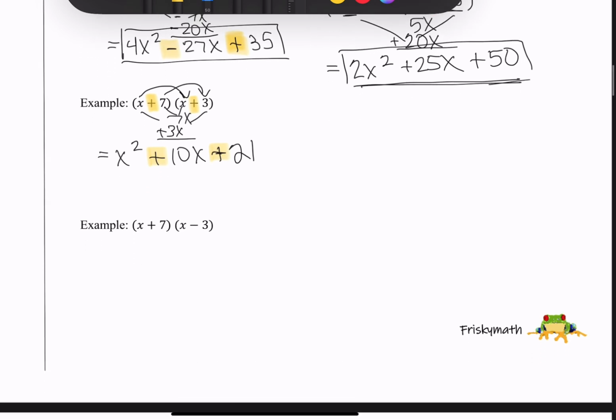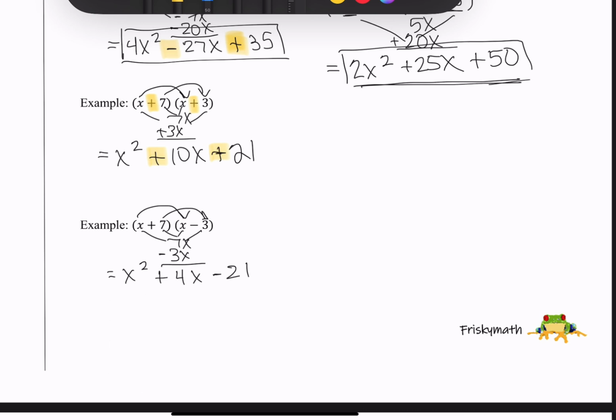What happens when the signs are different in each binomial? Let's see. FOILing, I get x times x gives me x squared. Outers give me negative 3x. Inners give me positive 7x. Combine those, I'm going to get a 4x. And what happens to my last term? It's going to be negative.